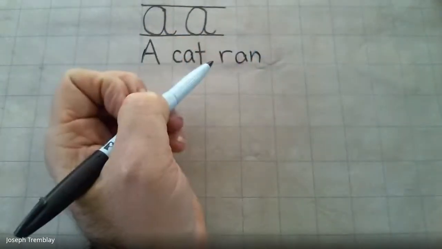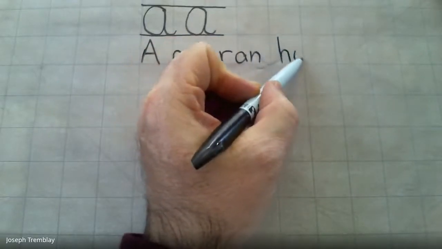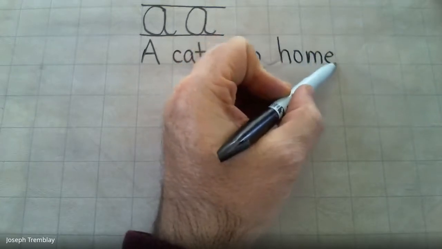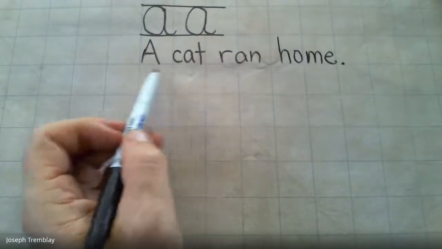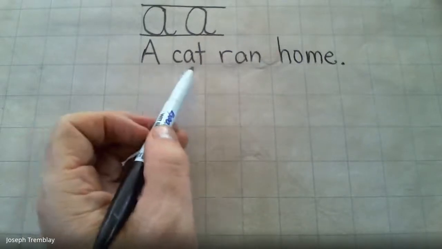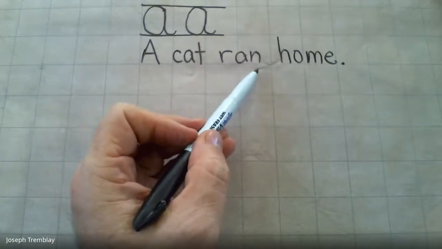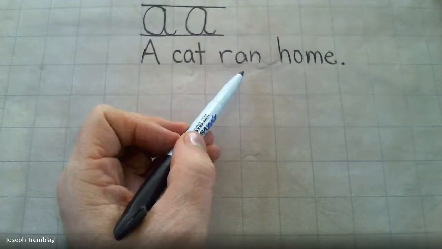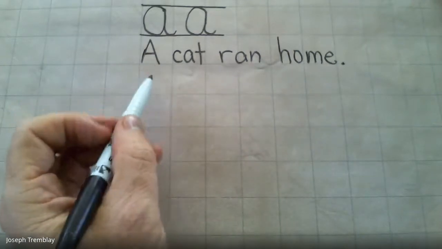Where do you think he ran? Home. A cat ran home. A cat, that's my subject, that's what I'm talking about. My predicate, my verb, would be ran. That's my action verb, my predicate. And where did he run? Home. So let's write that in cursive.